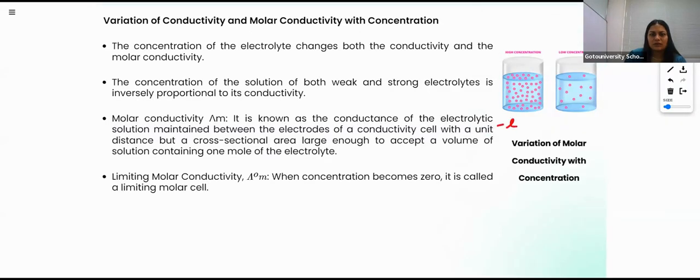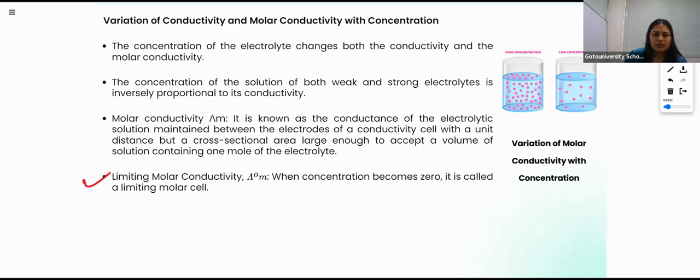This is L and cross-sectional area is A, right? Where we took this unit distance as volume, volume of solution, right? From where our lambda m will become equal to kappa v, right? That we have just discussed. So these are the theoretical definitions we have just discussed now, right?